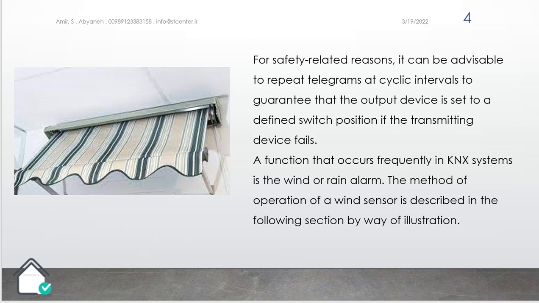For safety related reasons, it can be advisable to repeat telegrams at cyclic intervals to guarantee that the output device is set to a defined switch position if the transmitting device fails. A function that occurs frequently in KNX systems is the wind or rain alarm. The method of operation of a wind sensor is described in the following slides.